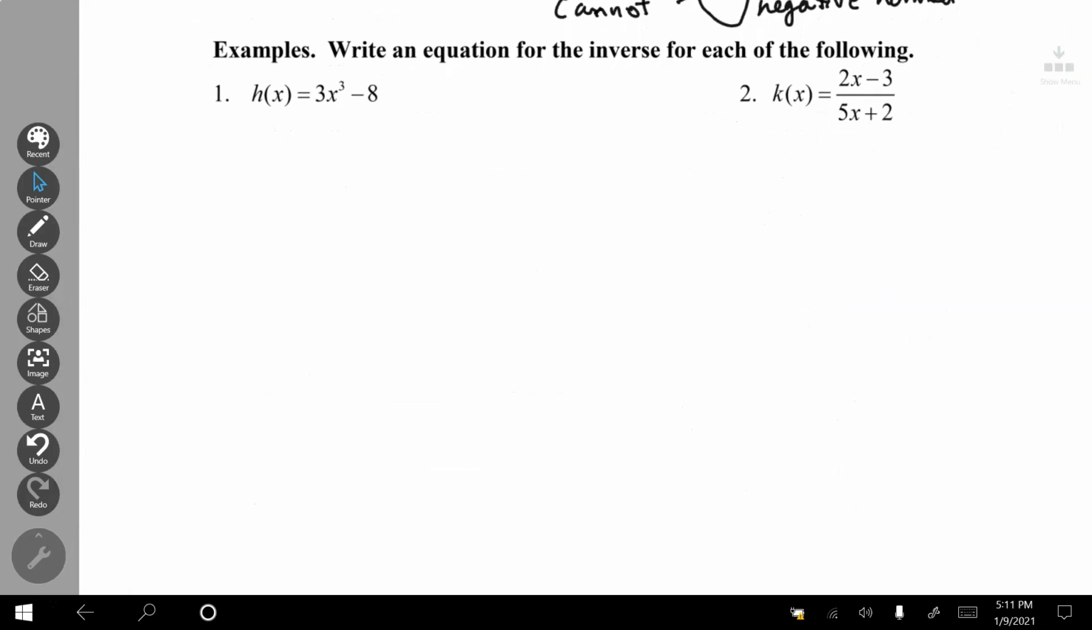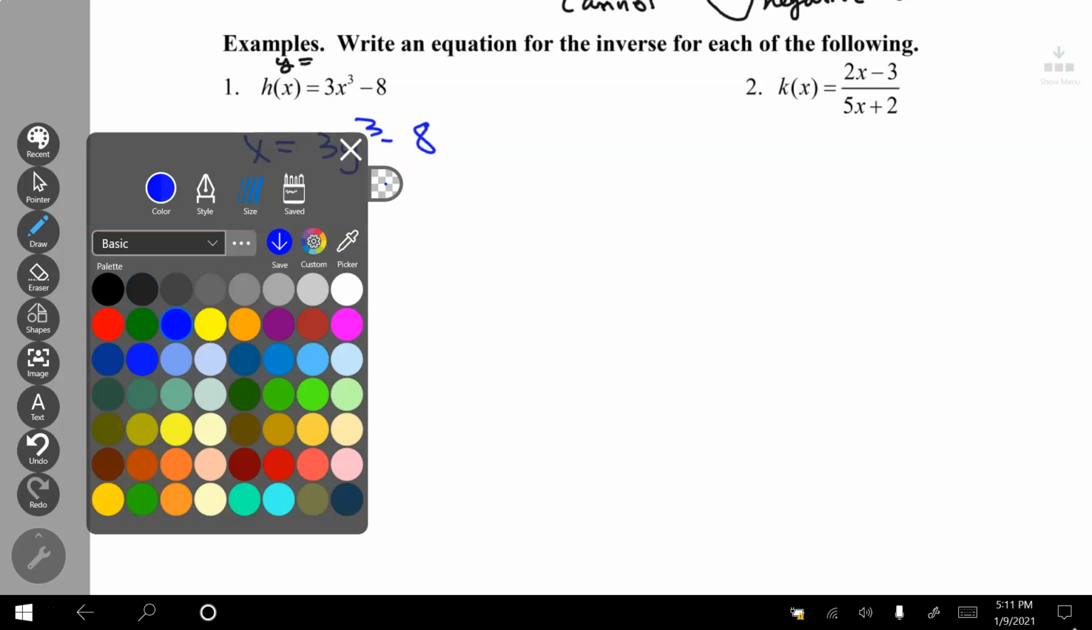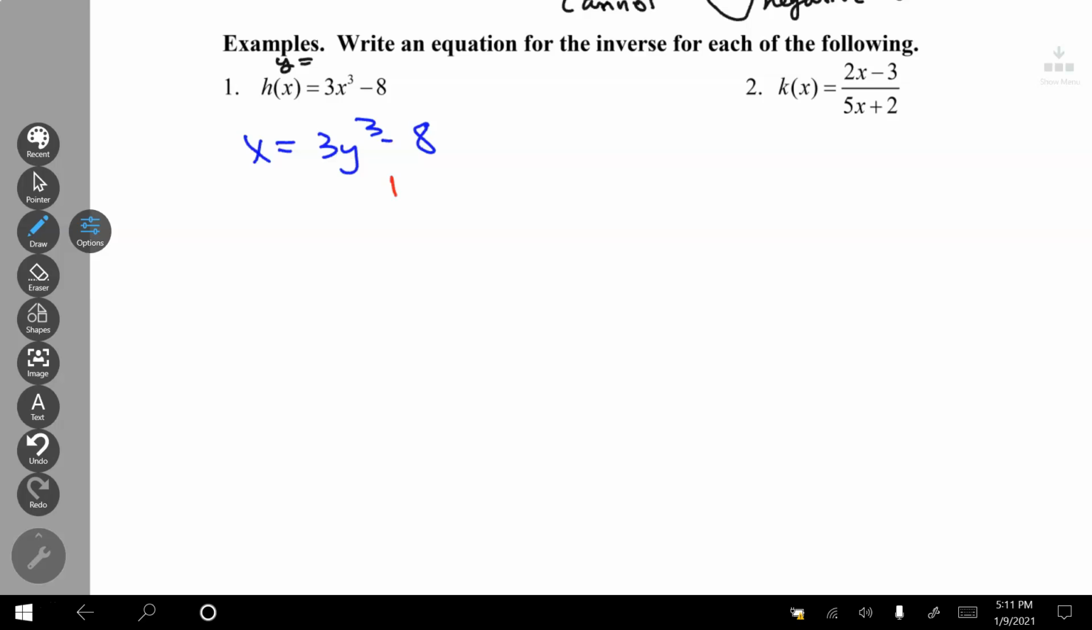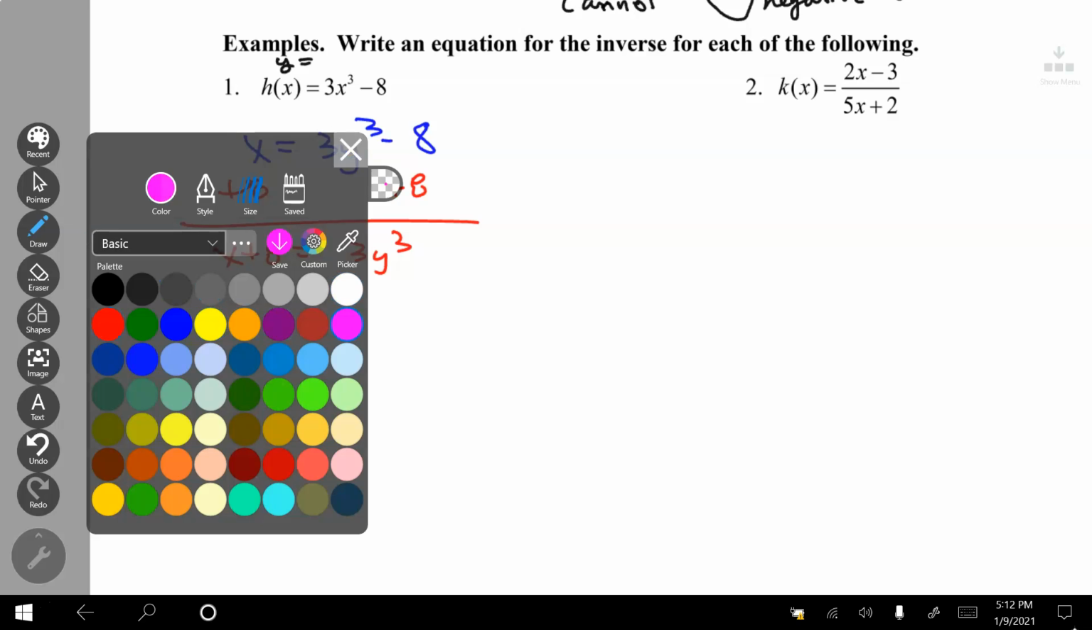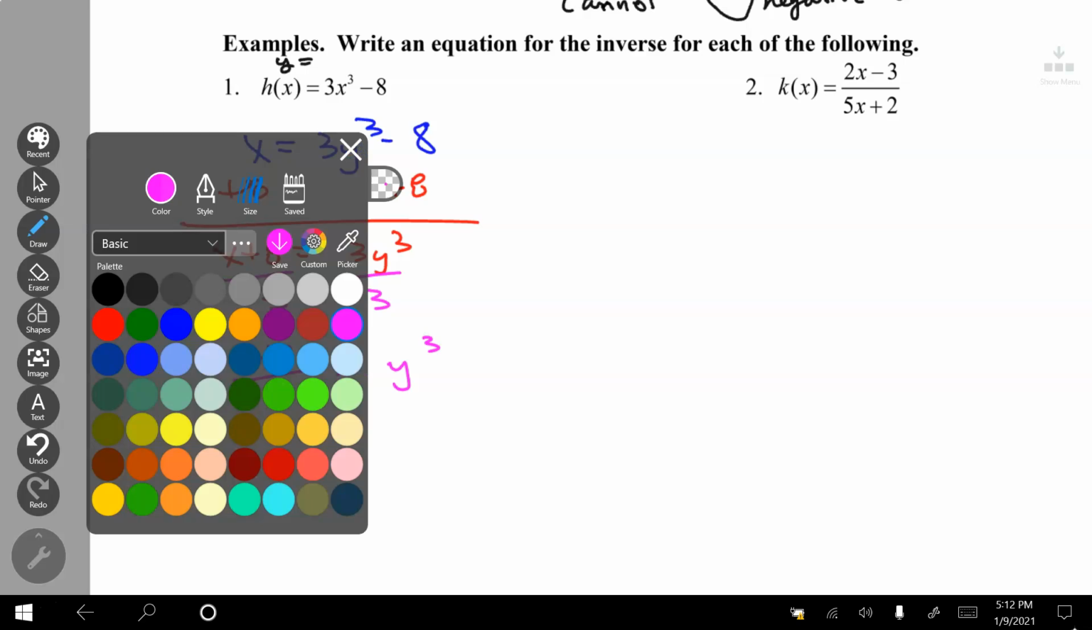So let's find some inverses. First one won't be too hard. I'm going to start off by saying this is y equals. I'm going to do the switch. x equals 3y cubed minus 8. There's my switch. So now I'm going to do the inverse order of operations. So I should add 8 to both sides. x plus 8 equals 3y cubed. Now this is where some people get confused. I need to divide by 3 first. So (x plus 8) over 3 is equal to y cubed.